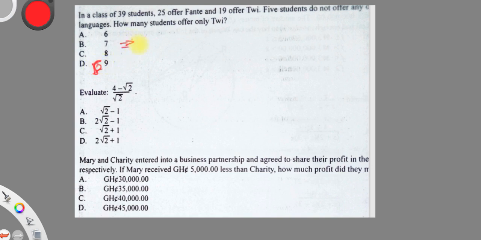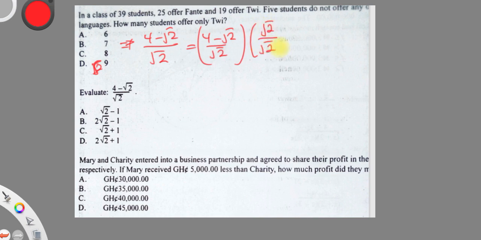So we have this. It implies that this given surd 4 minus square root of 2 all over square root of 2 is equal to 4 minus square root of 2 all over square root of 2. This is the question. So you multiply by the conjugate of the denominator, which is the same thing. Then we divide it by the conjugate of the denominator, which is the same thing.